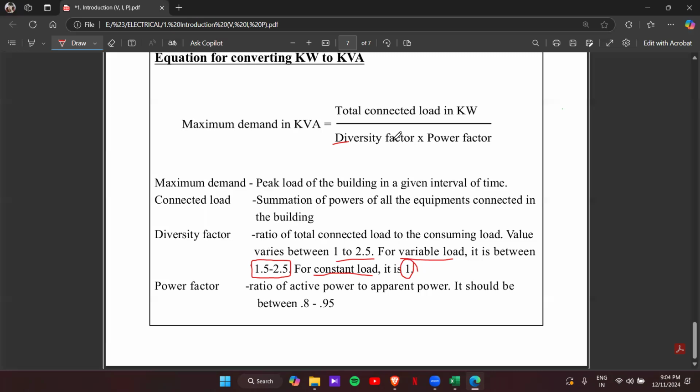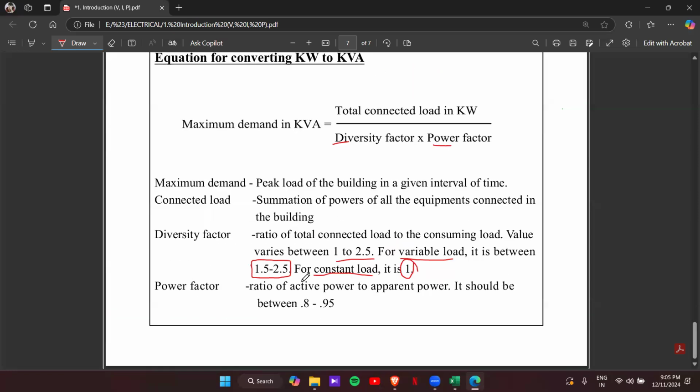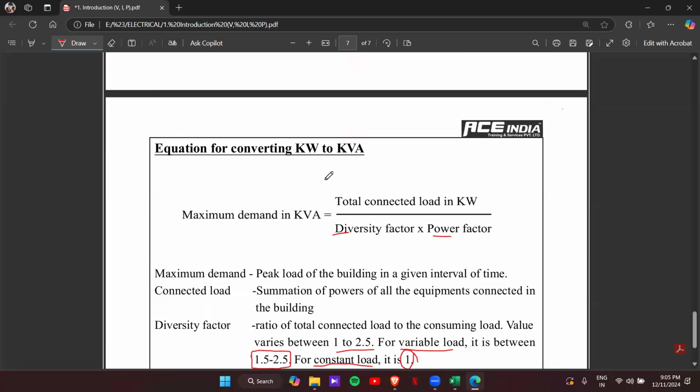Now, next is power factor. Power factor, we all discussed, is the ratio of active power to apparent power. The power factor we can consider from 0.8 to 0.95. Often we'll consider 0.8 as the power factor. So these are the parameters we have for the maximum demand equation. I can start with a small calculation.